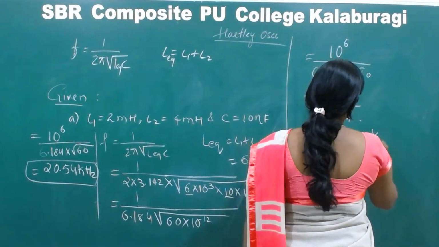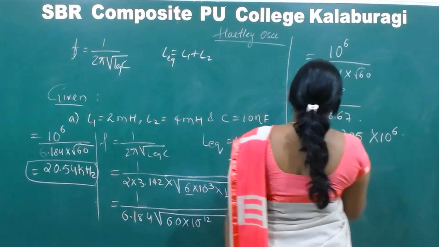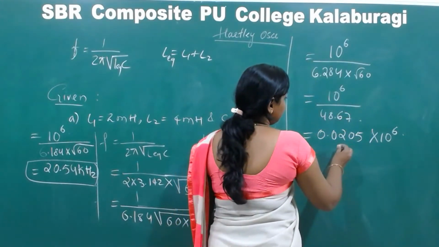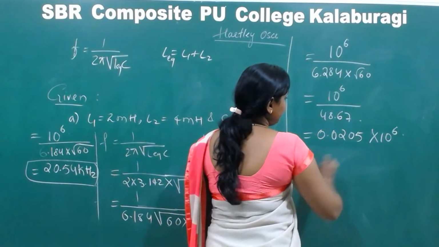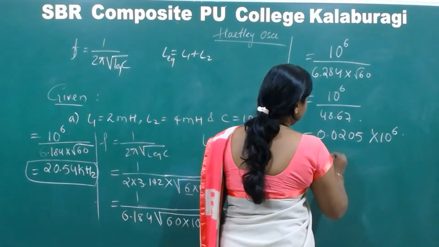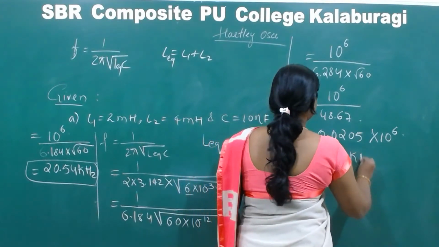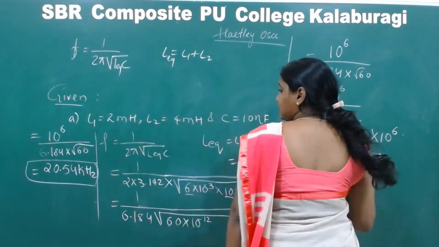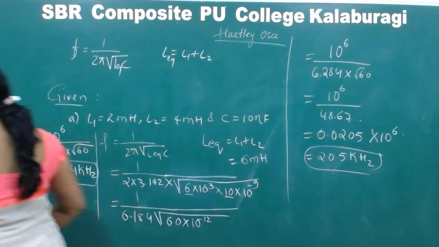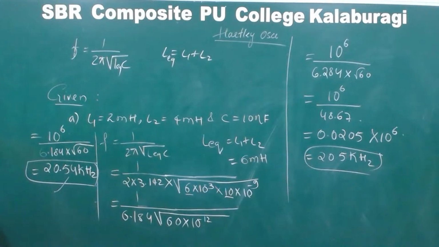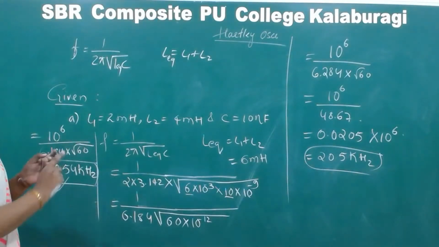0.205 into 10 to the power of 6 is equal to, if we shift the decimal point by 3 places, 20.5 kilohertz. That is approximately equal to what we have got. So this is the answer for part A.